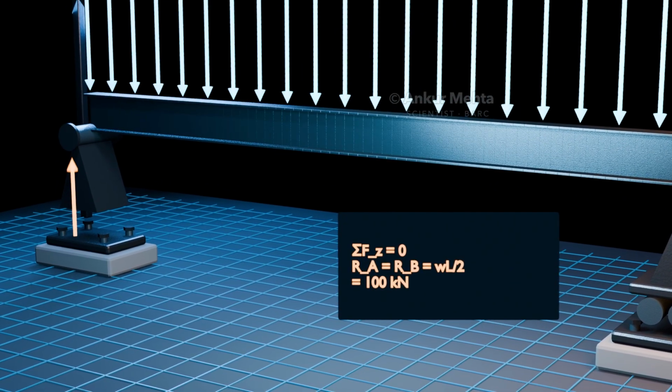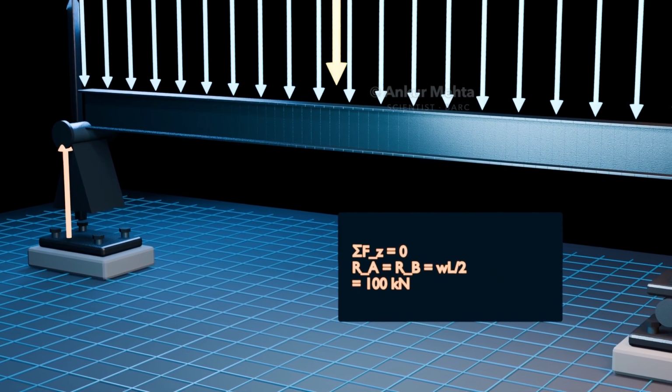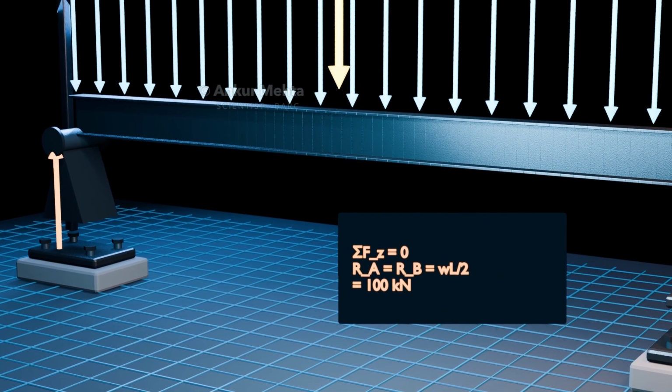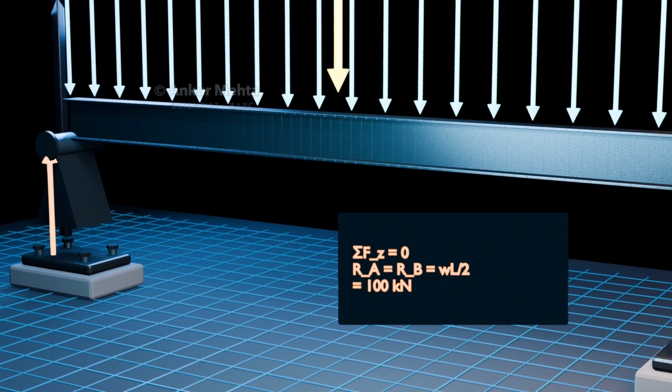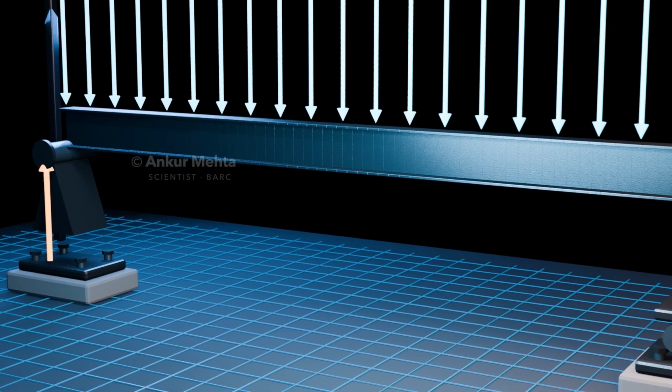The total applied load is W times L equal to 200 kilonewtons. Because the loading is symmetric, equilibrium divides it equally between the supports. The upward reactions are therefore 100 kilonewtons at the pin and 100 kilonewtons at the roller.